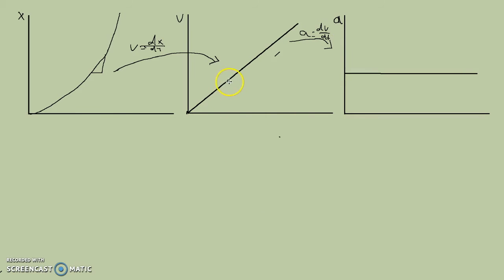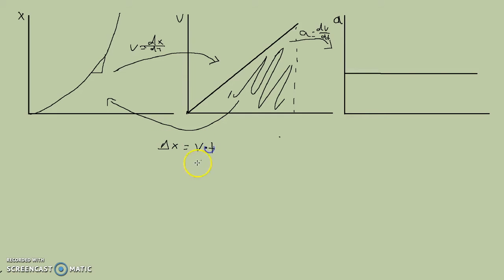And we can go backwards, because if we find the area of this, that's going to give us displacement. So delta x equals v times t. Then we can do the same thing right here. If we find the area under here, we can get the change in velocity. Change in velocity is equal to a times t.